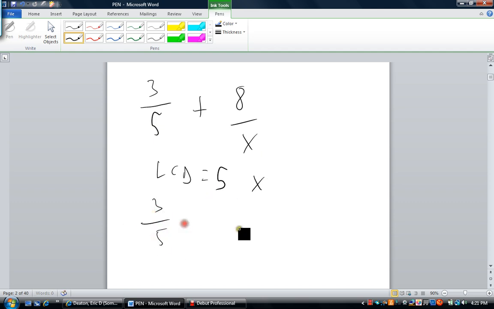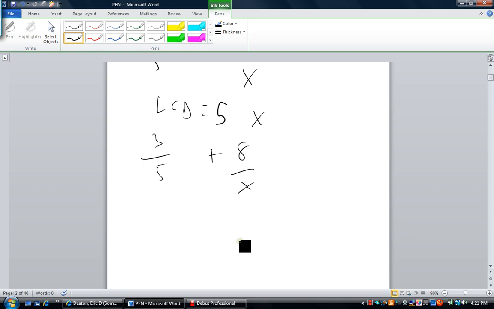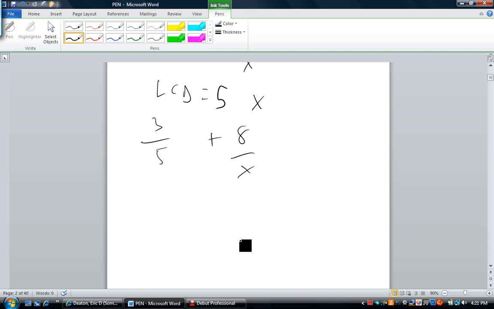So what we're going to do now is rewrite each fraction as a fraction with the LCD, 5x. Now for 3/5, we already have the 5, so we think: 5 times what is 5x, or in other words, what is missing? We would say the x. So we're going to multiply the bottom by an x to have 5x. Once you do the bottom, you do the top. So if you multiply the bottom by x, you have to multiply the top by an x.